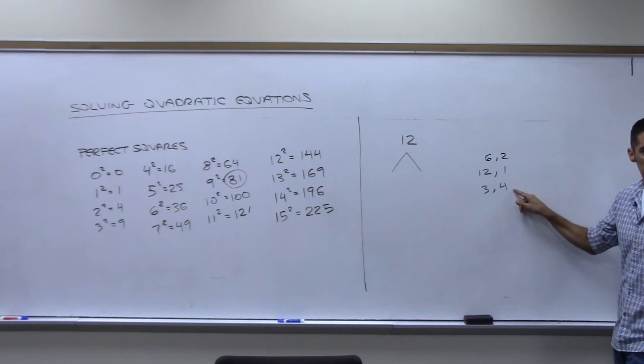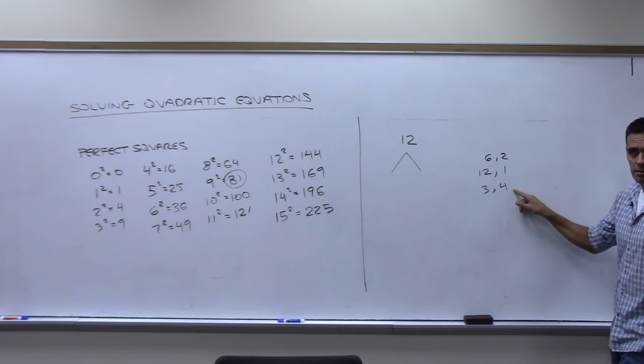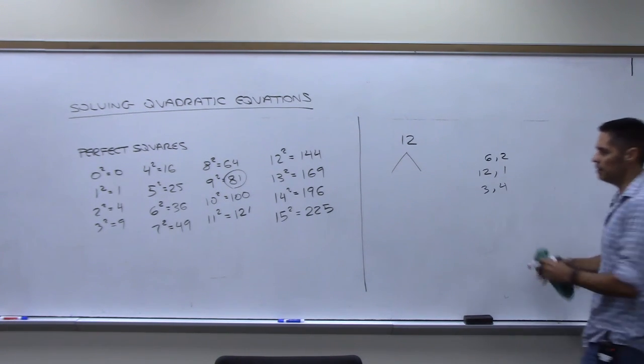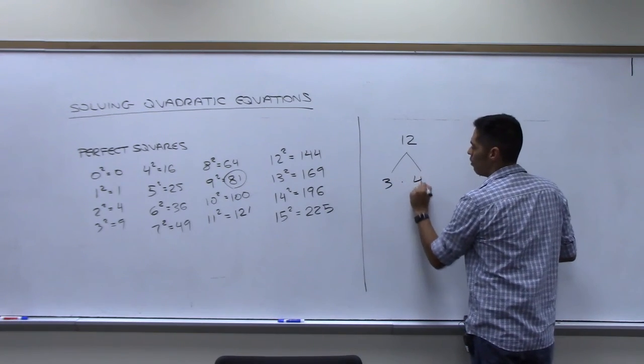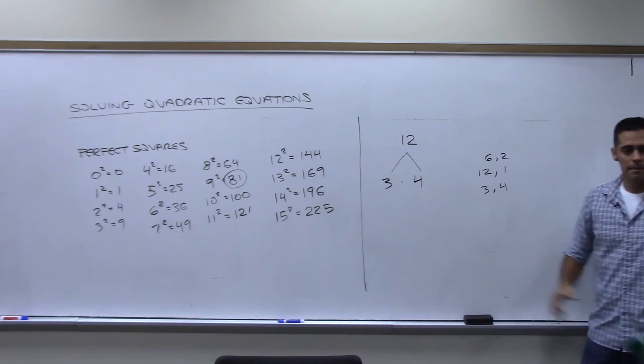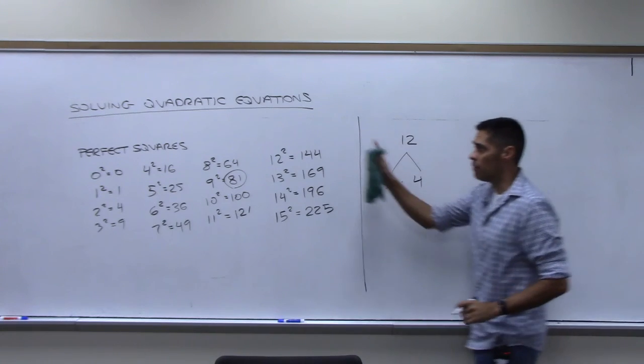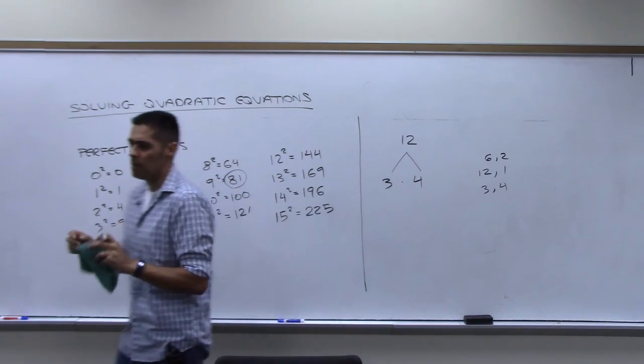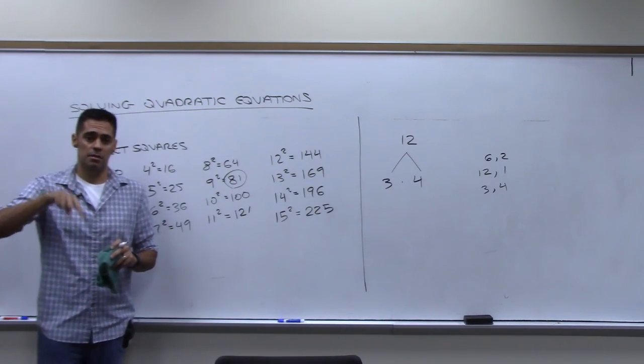3 and 4 contain a perfect square, right? Yes? Or 3 times 4, or 3 times 4 is 12, and there's a perfect square. So what we're going to be doing today when we solve quadratic equations is within the problem, we're going to have to take square roots of numbers.